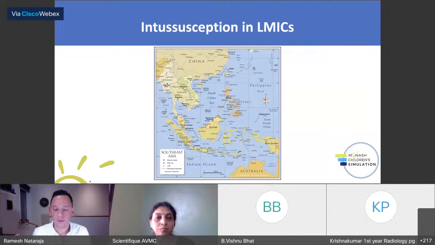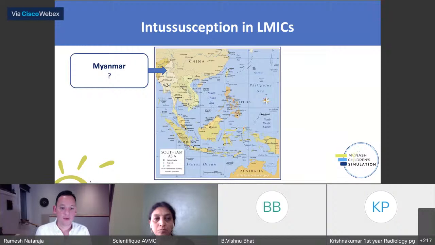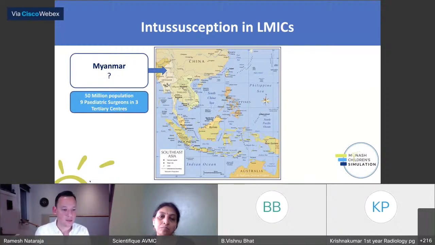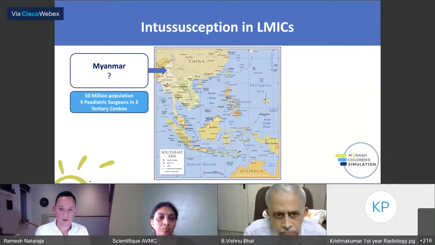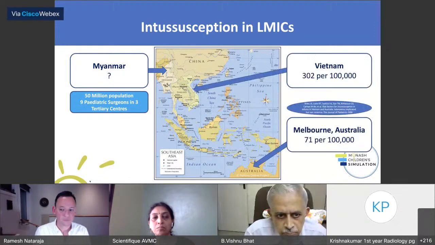So what happens in low and mid-income countries in terms of where Myanmar is? Well, Myanmar, we have no idea. The data was very lacking. As you probably know, they came out of the military dictatorship only 10 years ago, and unfortunately they've gone back into it now with the junta. But it's a very big population, and there were only 9 pediatric surgeons. Actually, we did expand to about 17, but now we're not expanding as much.